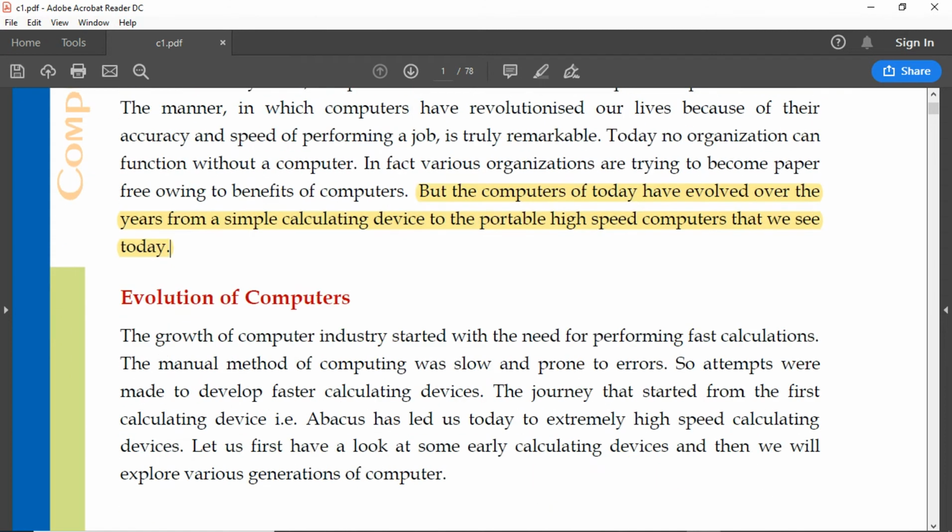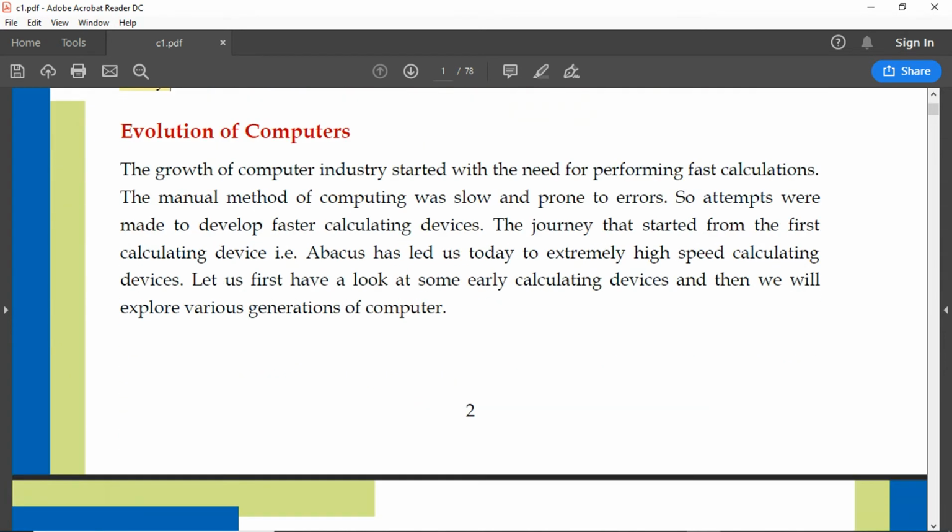The growth of computer industry started with the need for performing fast calculations. The manual method of computing was slow and prone to errors. So attempts were made to develop faster calculating devices. The journey that started from the first calculating device, i.e. abacus, has led us today to extremely high-speed calculating devices. Let us first have a look at some early calculating devices and then we will explore various generations of computer.